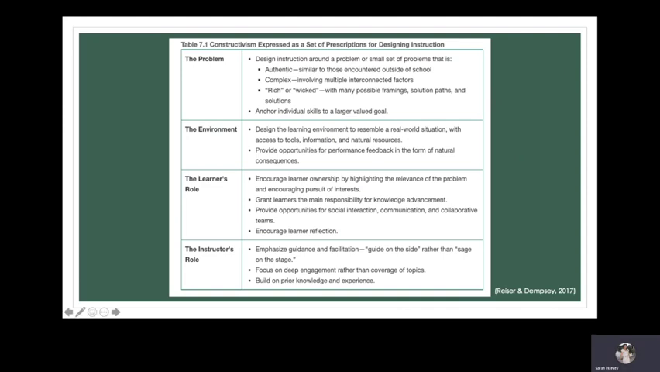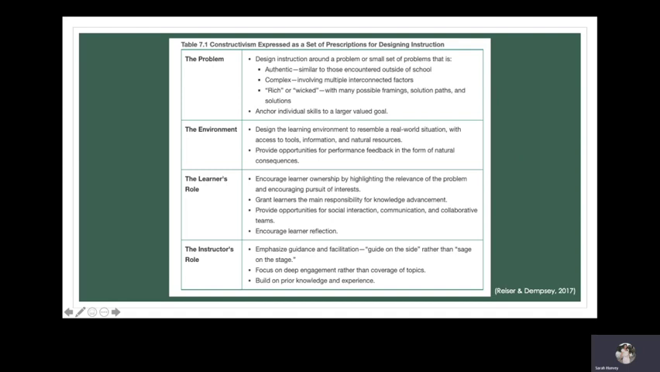We then have a table that is given to us from Reeser and Dempsey. It is Table 7.1, Constructivism expressed as a set of prescriptions for designing instruction. So if you look on the left-hand side, we have things like the problem, the environment, the learner's role, and then the instructor's role. And it kind of dives into what each of those things are in terms of constructivism. So for example, the problem, designing instruction around a problem or a small set of problems that is authentic, complex, and rich, or wicked. So with many possible framings, solution paths, and solutions.